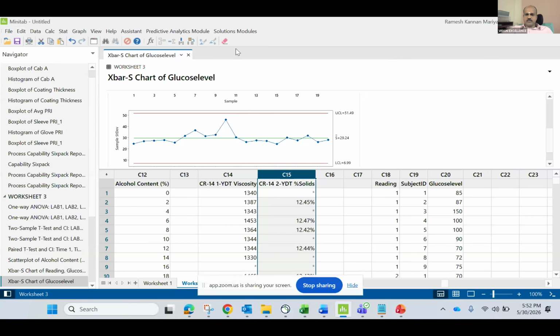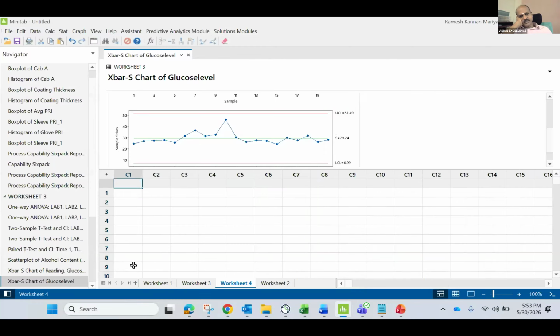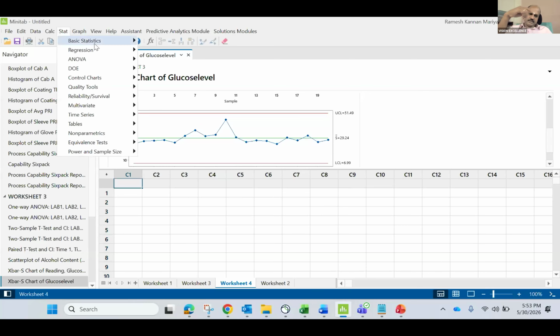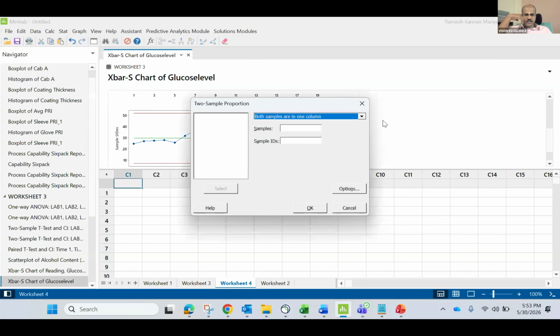So now, where should we enter that summary actually? It's a new sheet I have opened. I was just typing under the session window, but it's only optional. You need not type anywhere. You straight away go to Stat and start doing. Yeah, go to two proportion. There won't be any data, you have a summary. So change it first to summarized data.